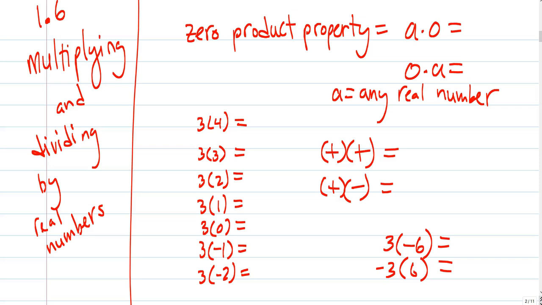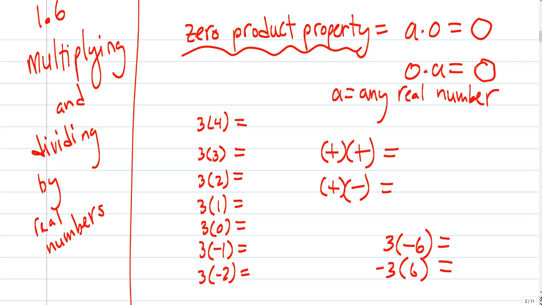So for section 1.6, we're going to be looking at multiplying and dividing by real numbers. The first thing I want to get out of the way is that multiplying by 0, we call this the zero product property. The idea is, if I multiply anything by 0, I get 0. And by the same argument, if I multiply 0 by anything, I get 0.